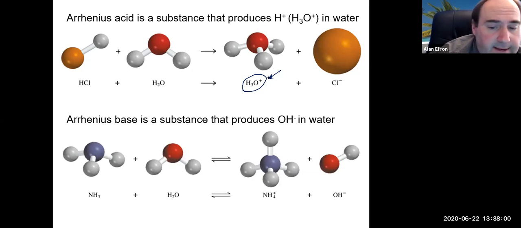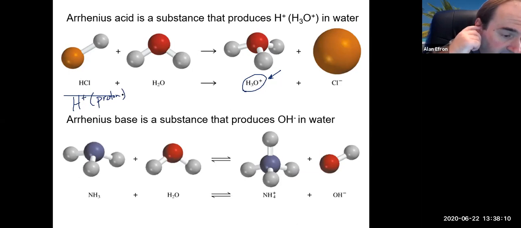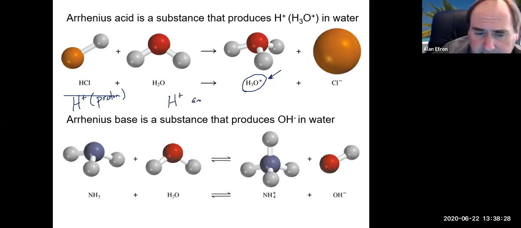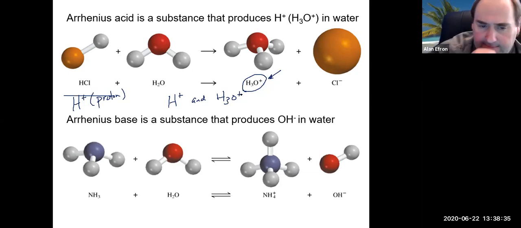Really important in acid-base chemistry is the idea that H plus, which is sometimes referred to as a proton. If you remember, a hydrogen has a proton and an electron, no neutrons. So in order for it to become H plus, it needs to lose that electron, which leaves it just a proton. So H plus and H3O plus are essentially the same deal. H plus and H3O plus are essentially interchangeable in acid-base chemistry.